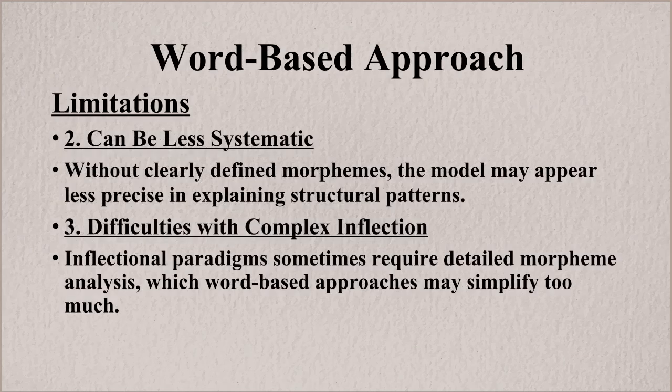Another limitation of the word-based approach is that it can be less systematic in morphological analysis. Without clearly identified morphemes, the approach may seem less precise in explaining structural patterns within words. This lack of detailed segmentation can make it harder to describe consistent morphological structures. The word-based approach also faces difficulties in explaining complex inflectional patterns. Inflectional paradigms often require detailed morpheme analysis to show grammatical changes accurately. Because the word-based approach emphasizes whole words, it may oversimplify certain inflectional processes.